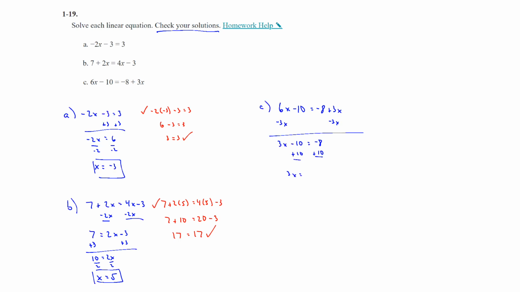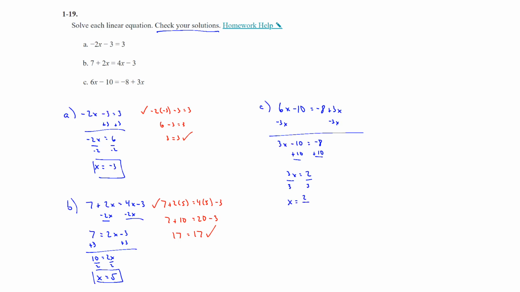So that's 3x. This cancels. Negative 10 plus 10 is 0. Negative 8 plus 10 is 2. And then we can divide both sides by 3. 3 divided by 3 is 1. So that leaves us with 1x. And then you get 2/3.